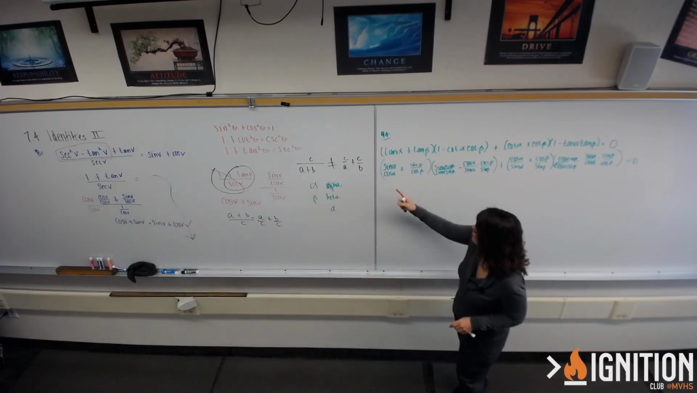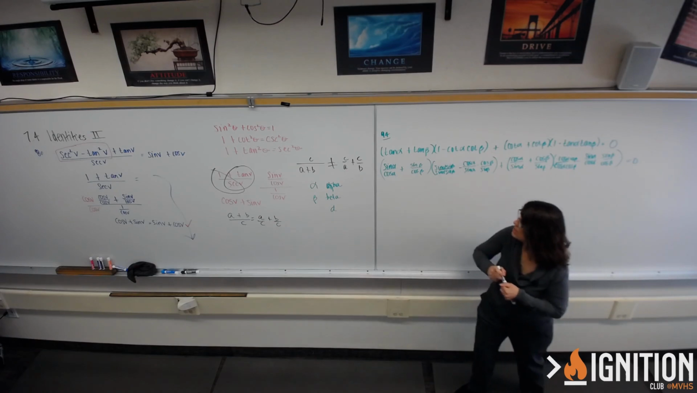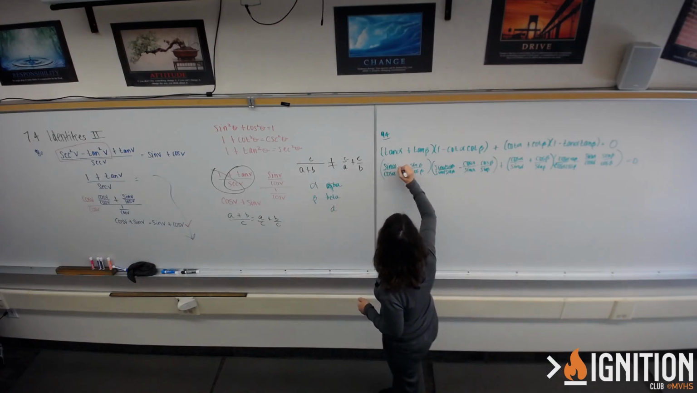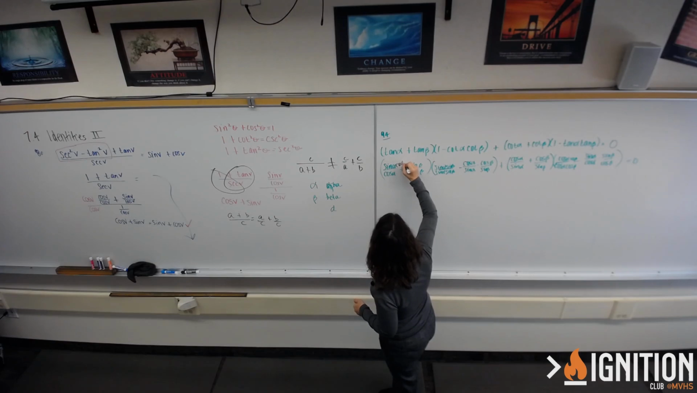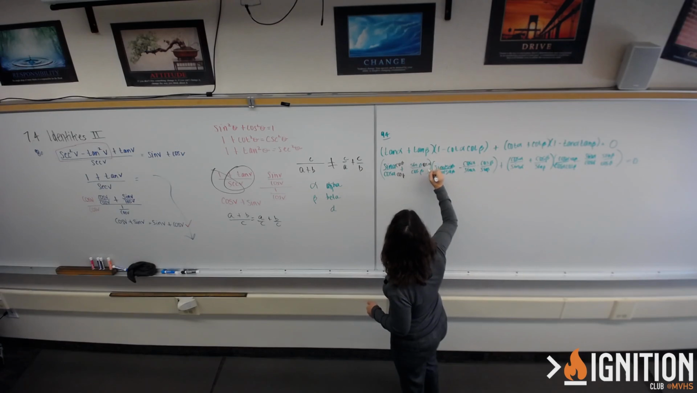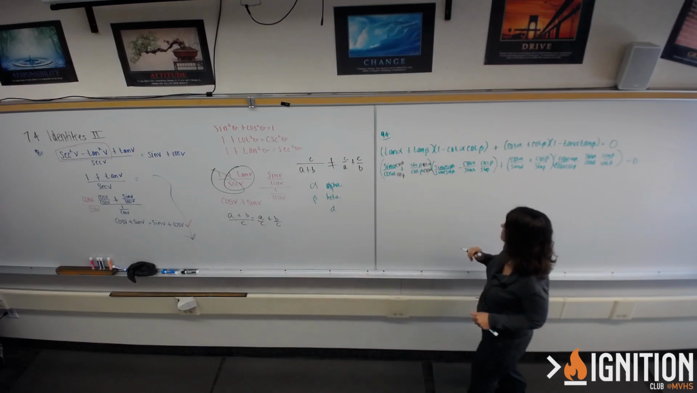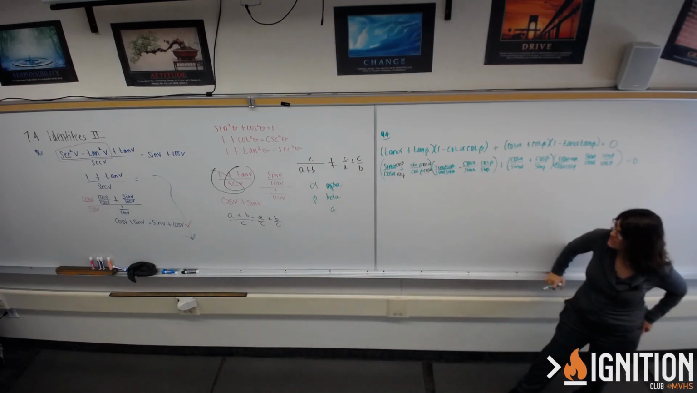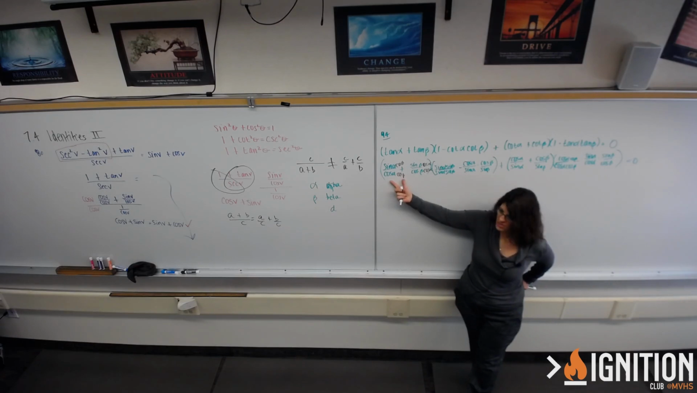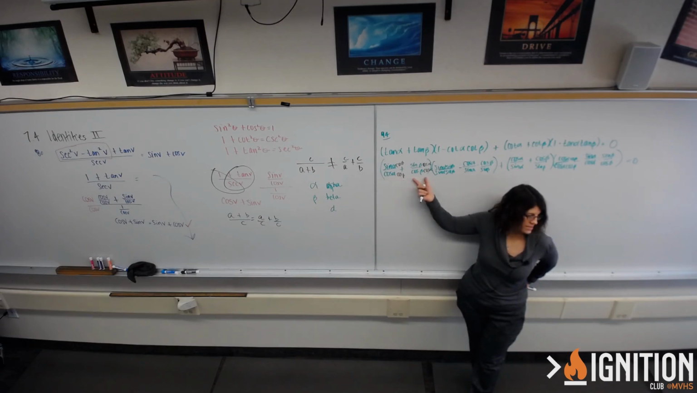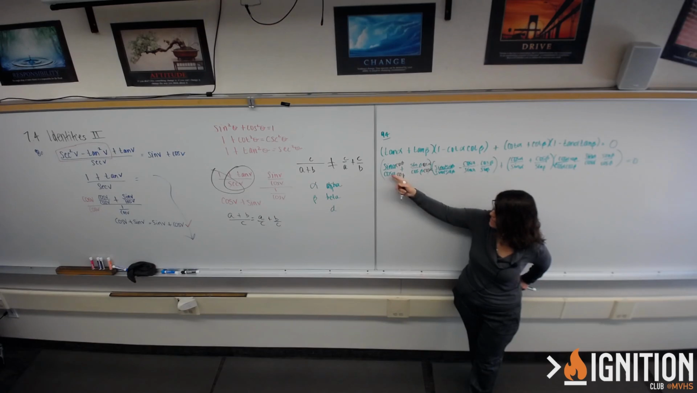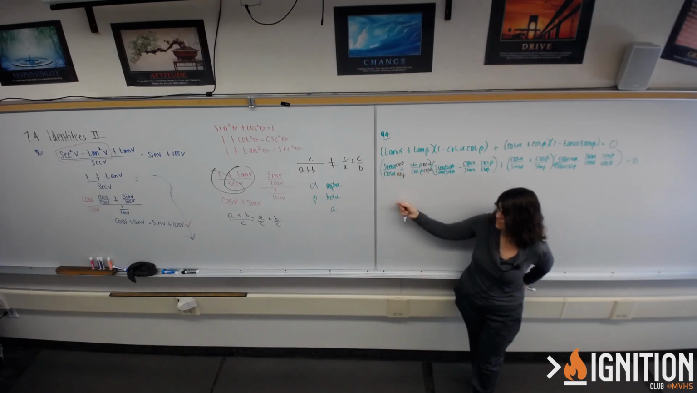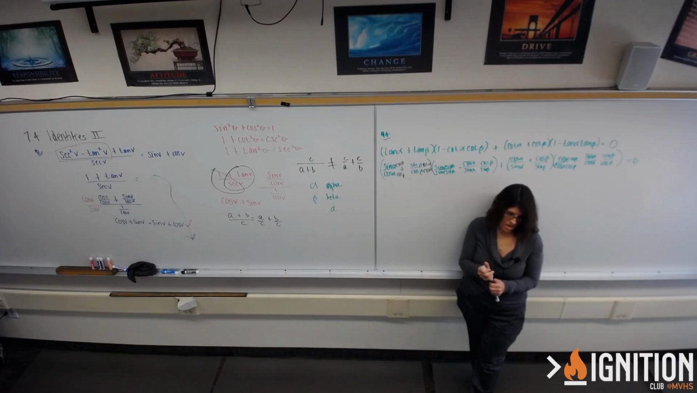Common denominator is cosine alpha cosine beta. So I'm going to multiply by cosine beta over cosine beta. And this gets multiplied by cosine of alpha over cosine of alpha. So now I've got a common denominator of cosine alpha cosine beta. And then I can add. And I get sine cosine plus sine cosine all over blah. JC, did you have your hand up? Okay. Ashwin?